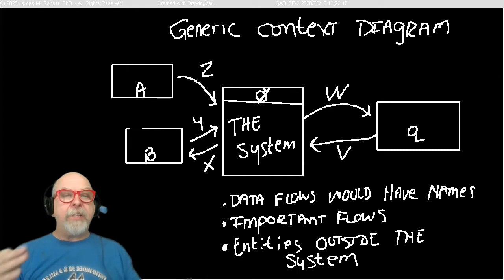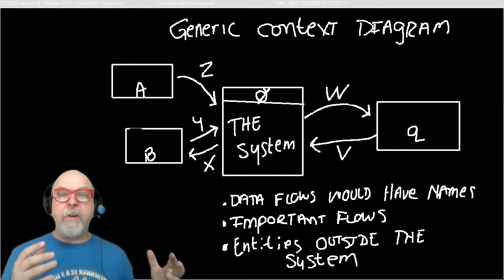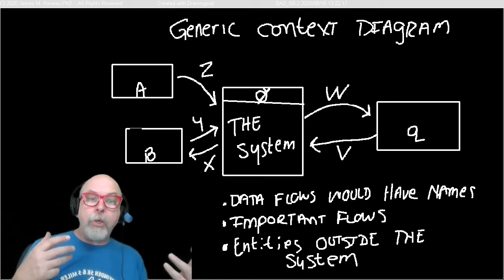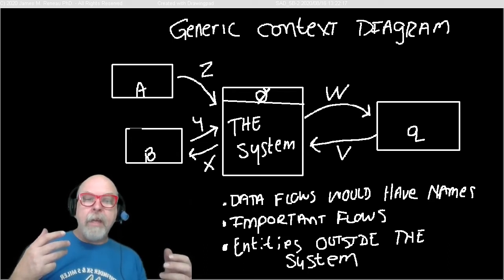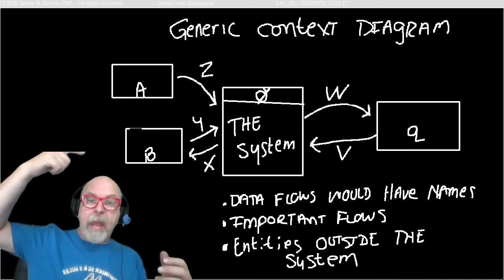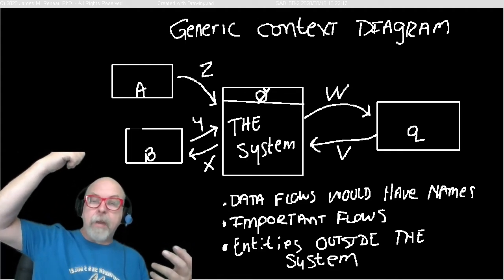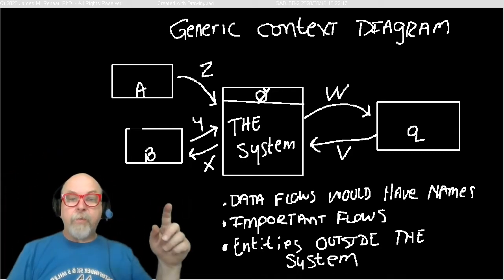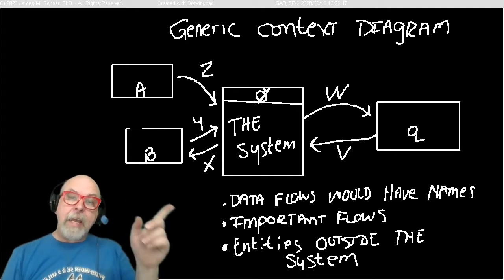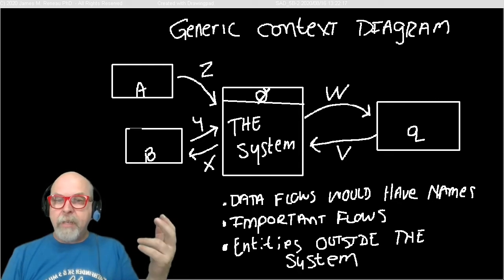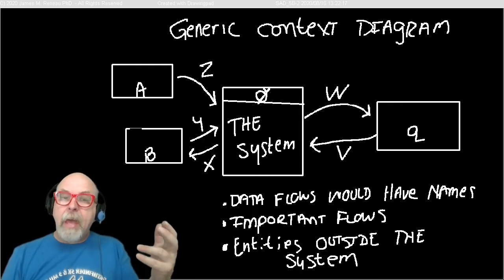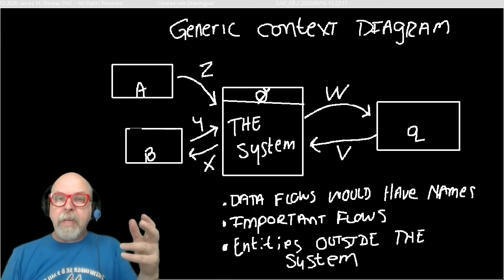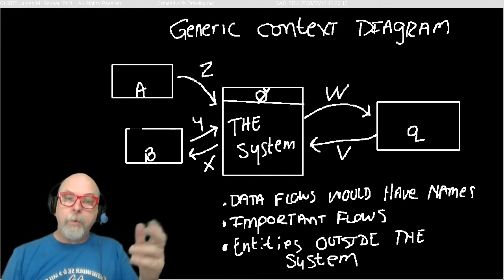So this is a generic context diagram. I have three sinks and sources, or three entities, A, B, and Q. You can see that data flows from A to the system. I don't know what that flow is, but I've named that data flow Z. Data flows from the system to B, and B sends data to the system. Now, I don't know what order the data is sent to and from the system, but that really doesn't matter. The system is going to send data to B, and B is going to send data back to the system. So B is a sink with X and a source with Y.